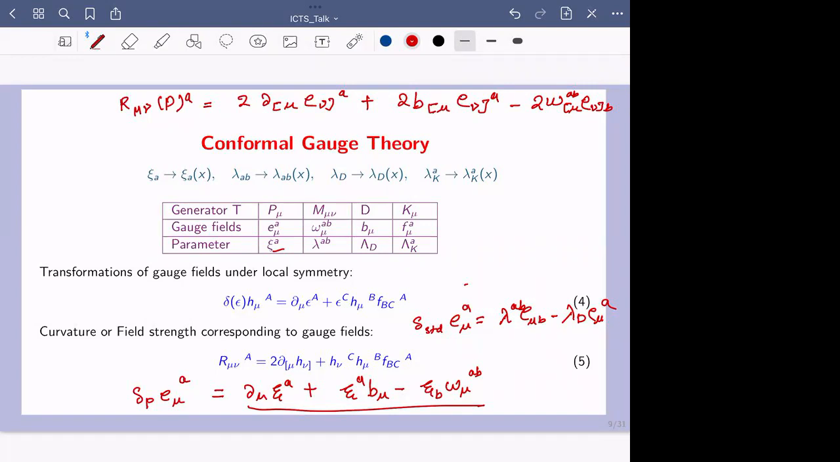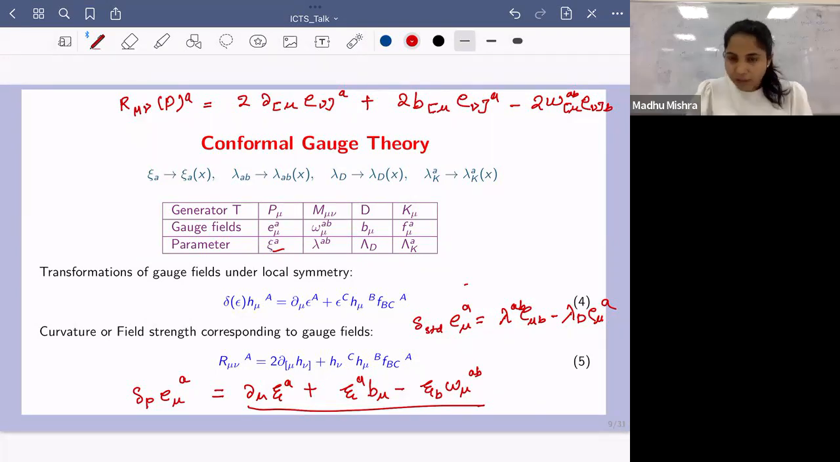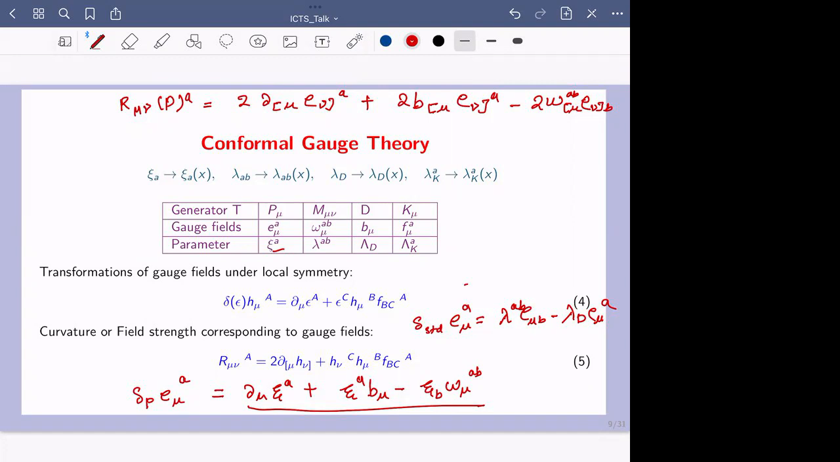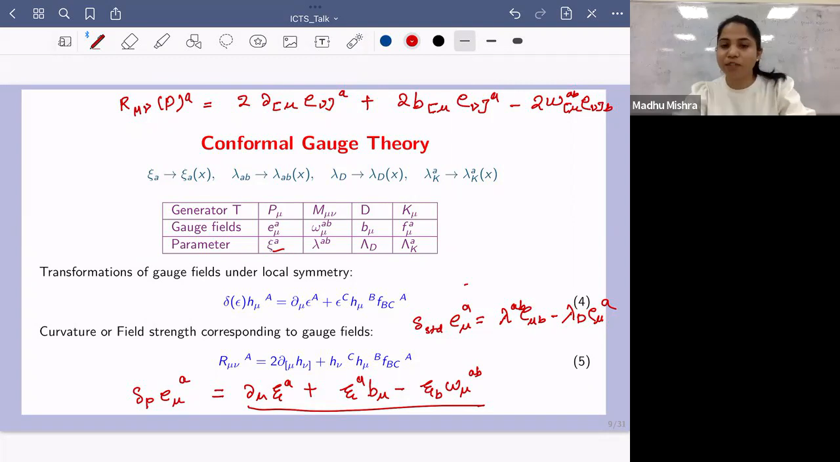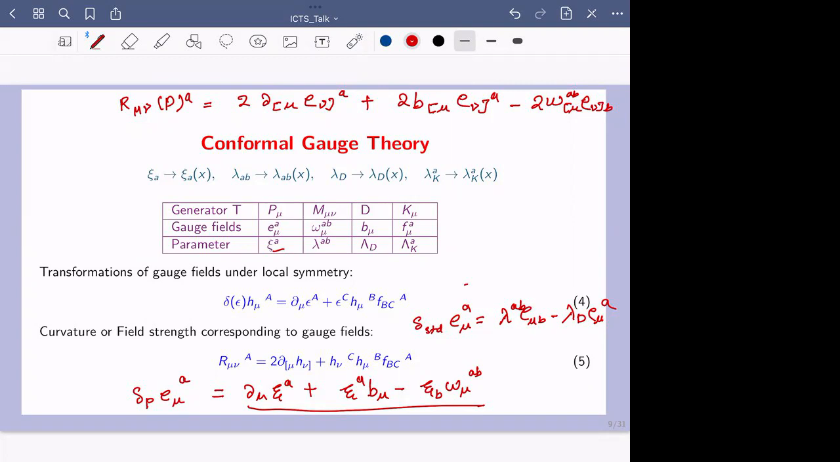Can I just ask one question? Yes. This part of the analysis is just like how you would proceed for non-abelian gauge theories. Is that right? Except that the gauge group is non-compact. Yes, exactly. So far there is no extra subtlety that has come in because of supergravity or anything. No, I'm just considering the conformal group, so there is no supersymmetry. Okay.